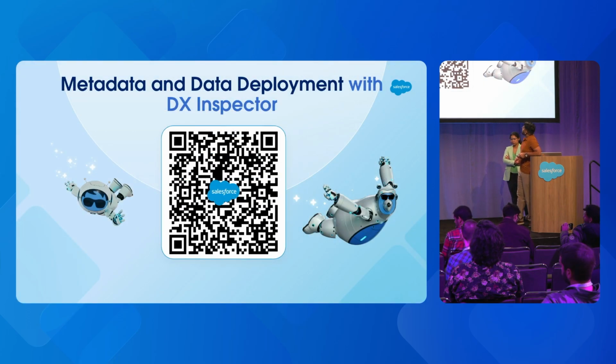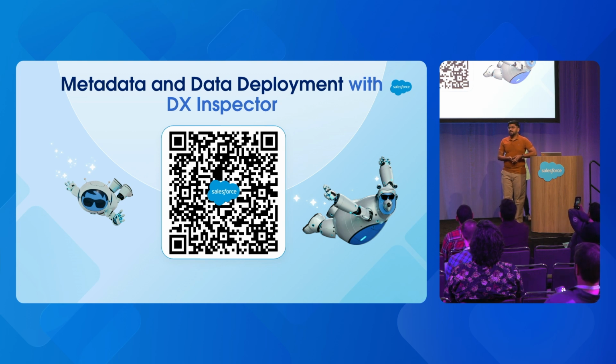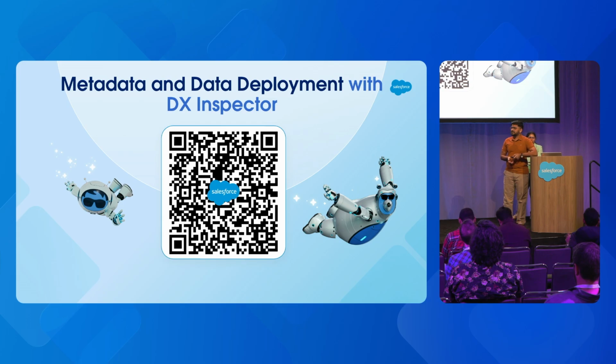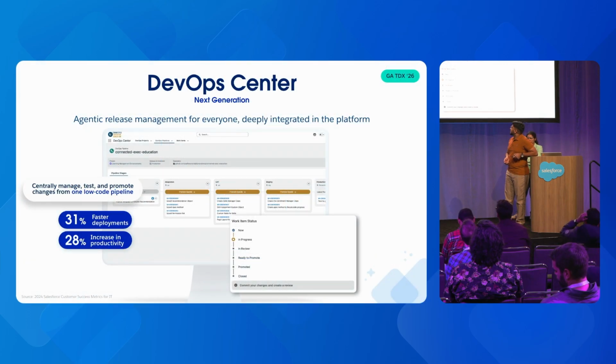We've also come up with a quick look. This is a Trailhead module. It would take a maximum of 5 to 6 minutes for you to complete it. This will give you a quick preview of the changes between change sets and DX Inspector, and how DX Inspector makes your life much easier. Use this Trailhead module to understand how it works.